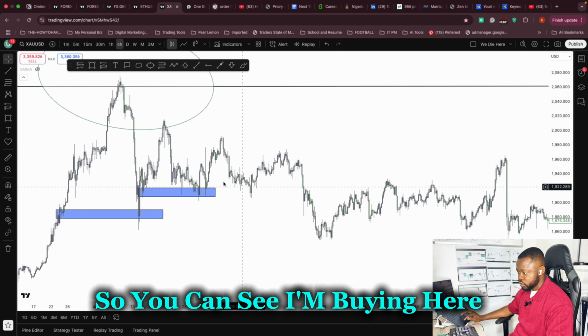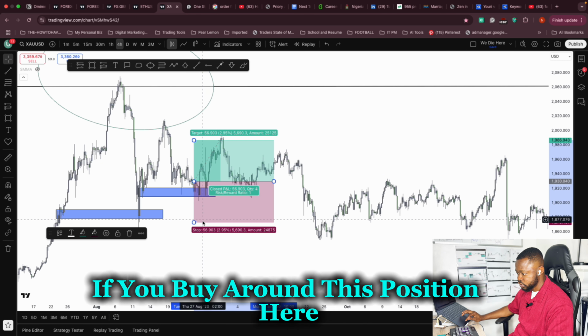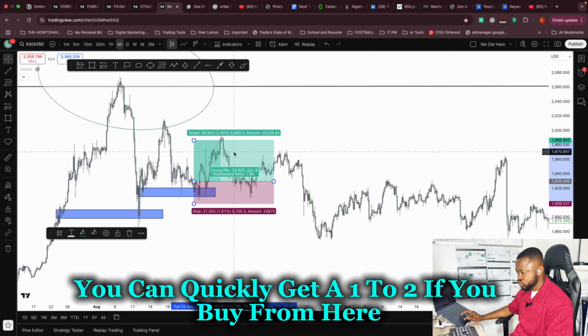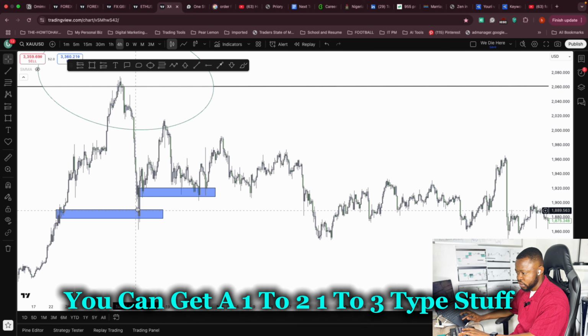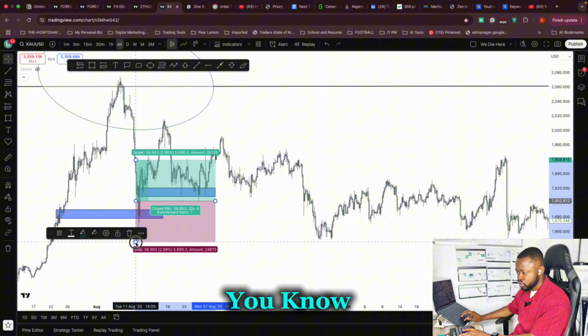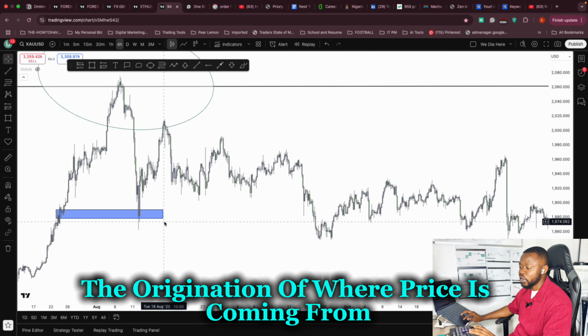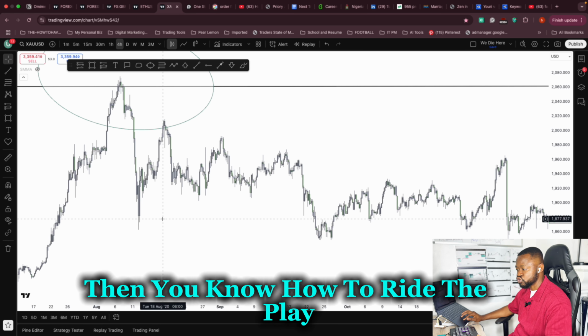So you can see I'm buying here. Look at price tapped in this level. If you buy around this position here, you can quickly get a 1 to 2. If you buy from here, you can get a 1 to 2, 1 to 3 type stuff. So basically, this is what it means to understand the flow state, understand the origination of where price is coming from. Then you know how to ride the play.